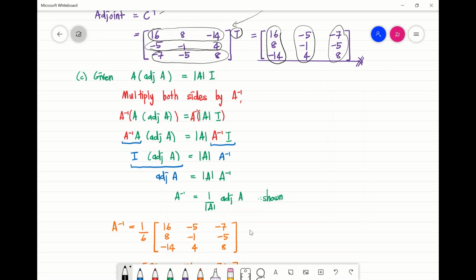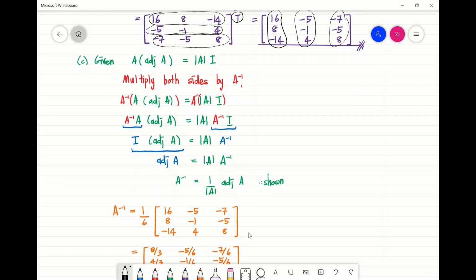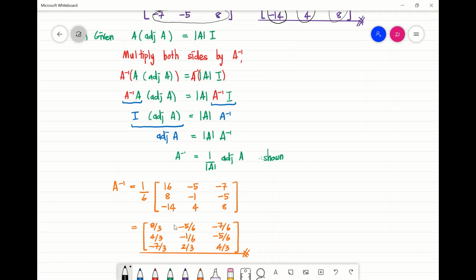Then hence the question says find A inverse. Because you already have the determinant and also the adjoint, which is cofactor transpose, we bring down all the elements. So we just get the answer, and we can also check this answer using a calculator.